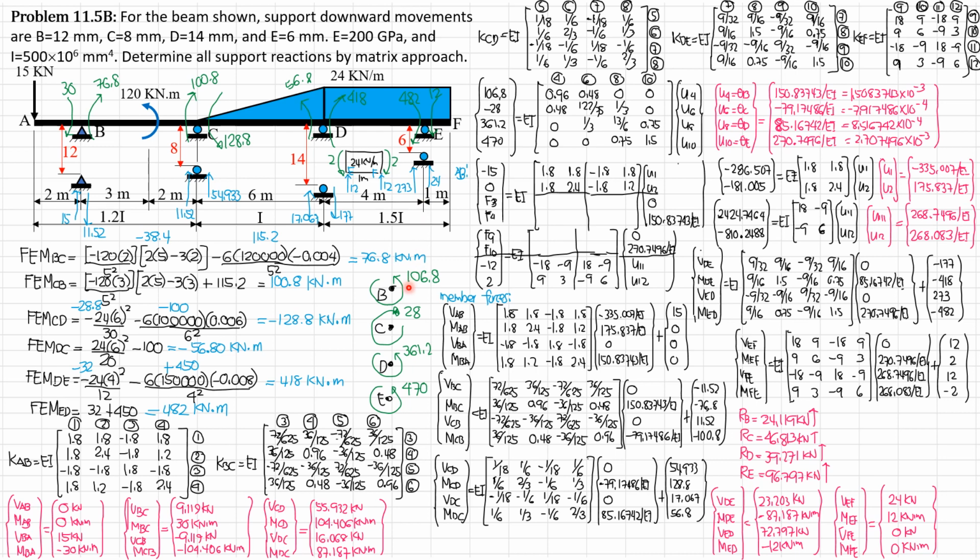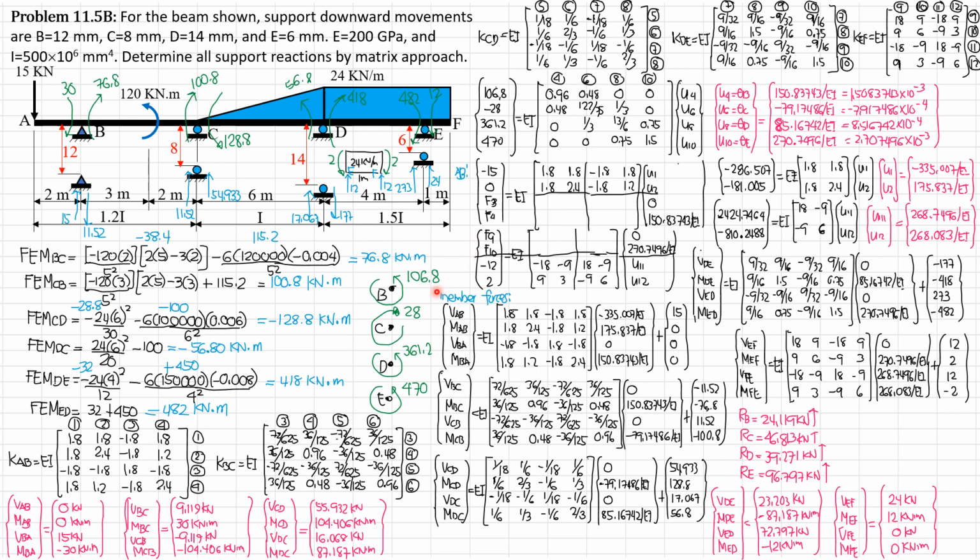So therefore, the net nodal load at B is 30 clockwise plus 76.8 clockwise. Because these are fixed end moments, the load is opposite to the fixed end forces, so it should be counterclockwise. So 30 clockwise plus 76.8 clockwise is 106.8, and it should be counterclockwise, opposite to the net moment there.